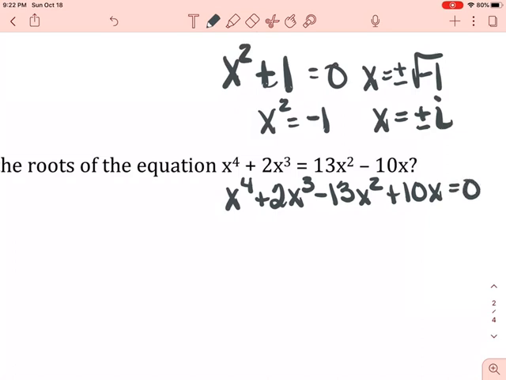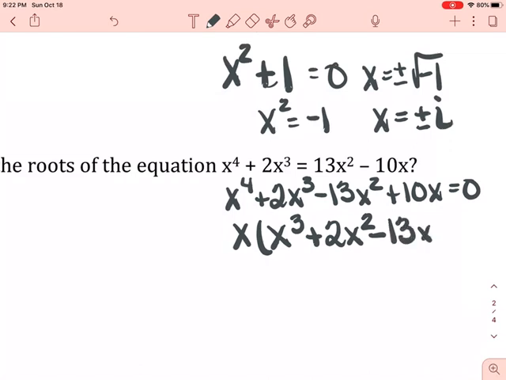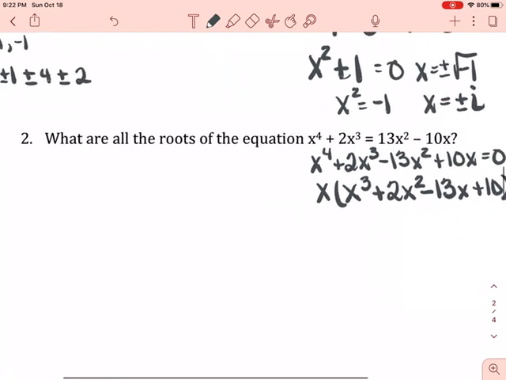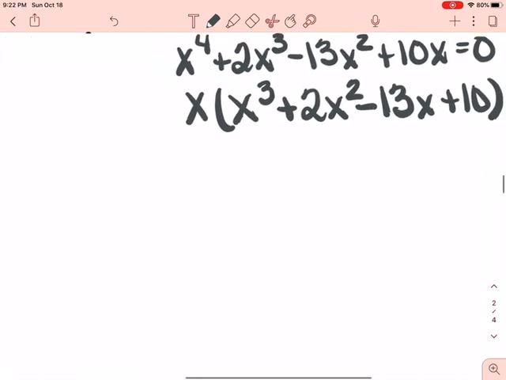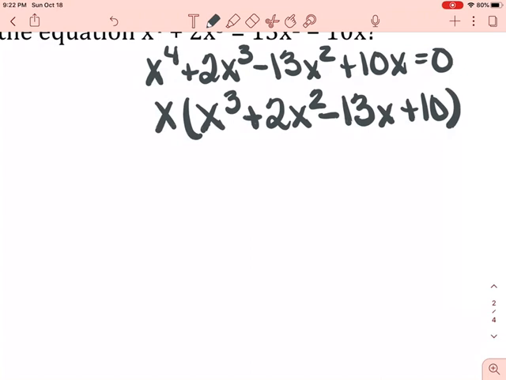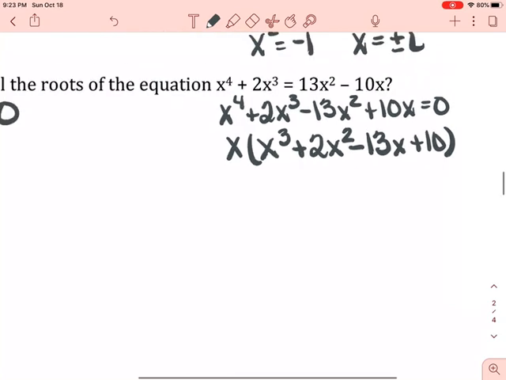And then I also noticed that I have a GCF, so I'm going to take that out, because again, I'm trying to find the roots. And let's make our lives easier. Okay, so we already know that x equals 0 is a root. So let's eliminate it from the picture here, because now I have to find the roots of x cubed plus 2x squared minus 13x plus 10. Okay, so I'm going to go through the process.